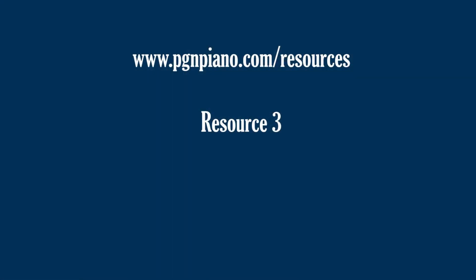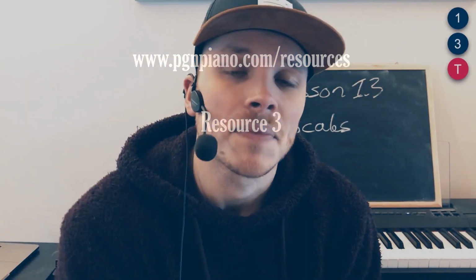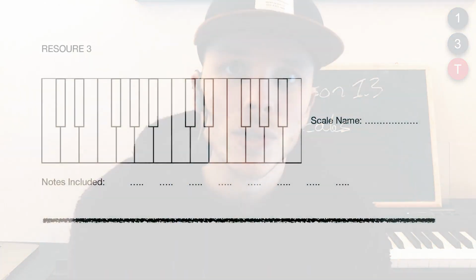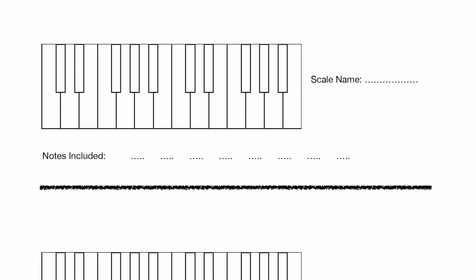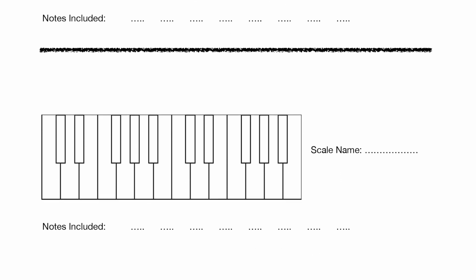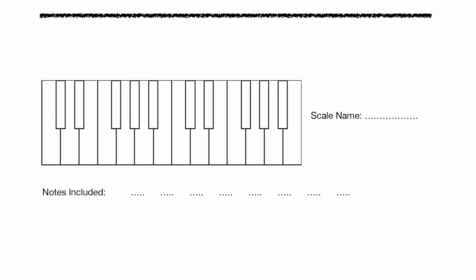The first thing I would like you to do is to head over to your resource files on pgmpiano.com/resources, and you can download file number 3. And I will show it on the screen right now. What you will see is 3 pianos, and you can add the name of the scale that you're writing down. You can add the notes that are in the scale, and you can also color in stuff on the piano.